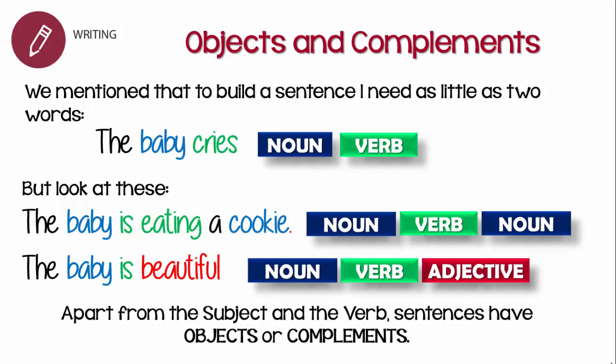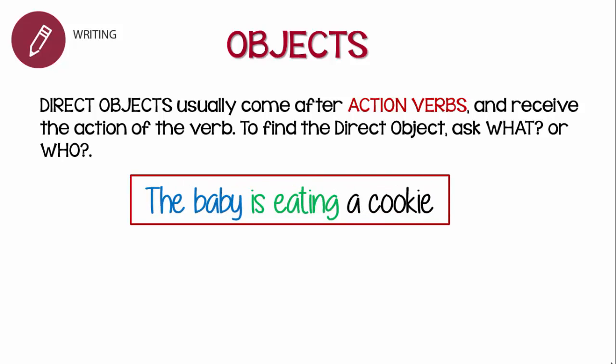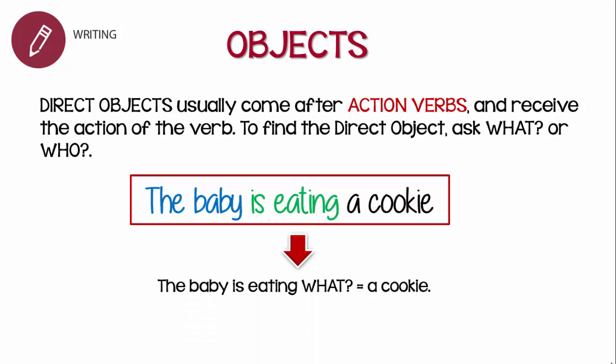Apart from the subject and the verb, sentences can have objects or complements as well. The direct object usually comes after action verbs and receives the action of the verb. To find the direct object, ask what or who. The baby is eating a cookie. The baby is eating what? A cookie. So, a cookie is a direct object.